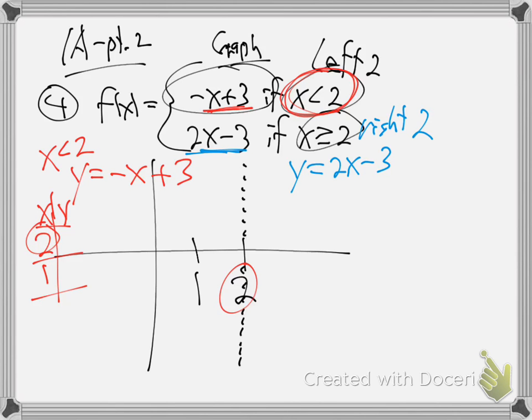So plug in 2. What do you get? This is minus x plus 3. So minus 2 plus 3, 1. So over 2, up 1, open dot. And then plug in 1. What do you get? Minus 1 plus 3, 2. Over 1, up 2.